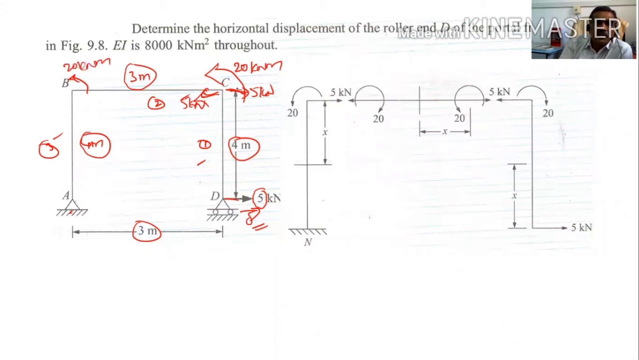In addition to that, there is a load here, and the same load will be acting here. So that is 5 kilonewton. Now I am going to divide this into 3 beams.